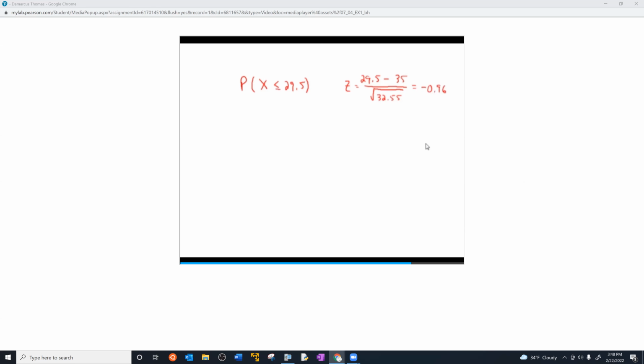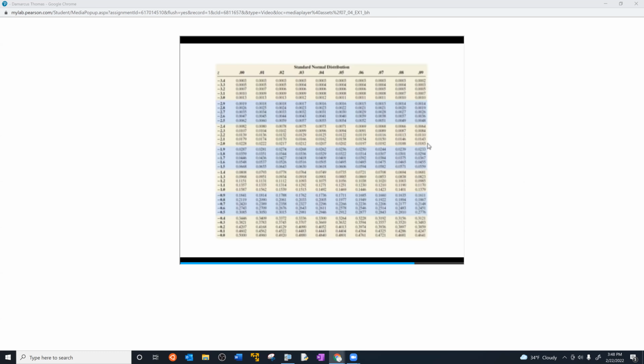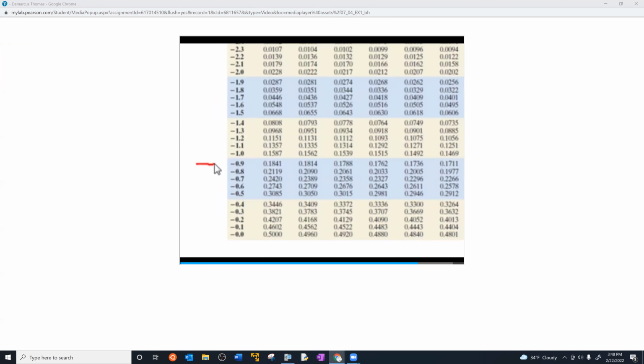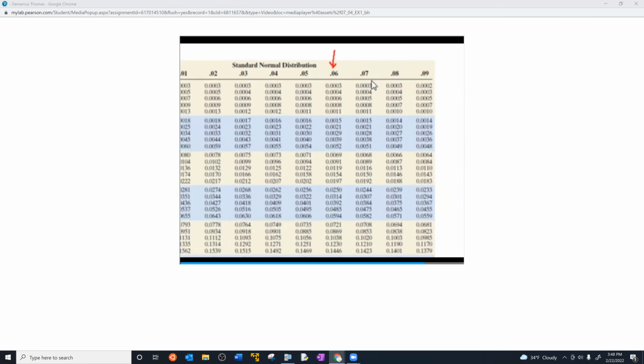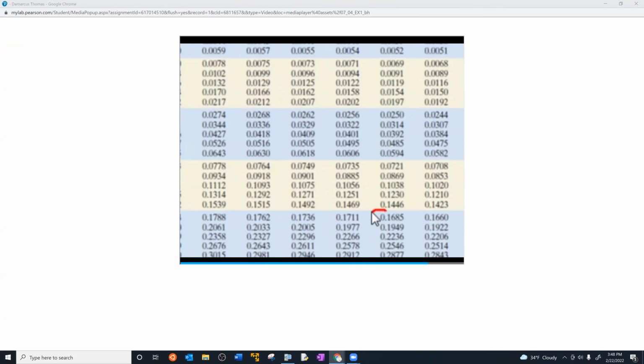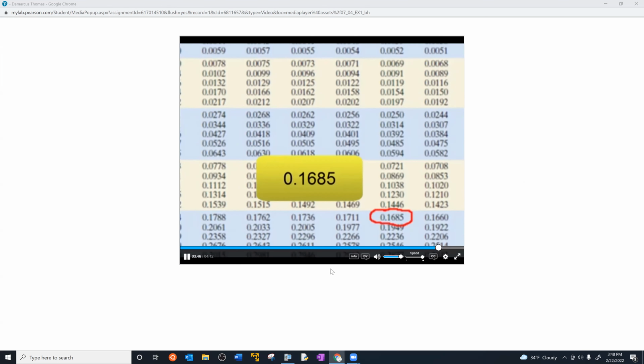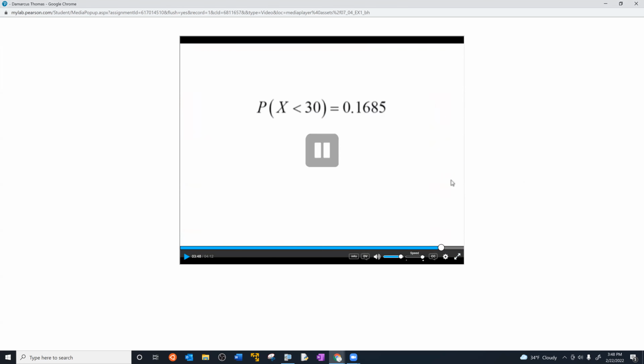Okay. Let's turn to table 5, the standard normal distribution table. Negative 0.96. We're going to be working in this row that begins with negative 0.9. Move across the top till we get to the column that has 0.06 above it. And the area to the left, which is the probability we're looking for, is 0.1685. Well, that was actually easy because there was the area to the left.